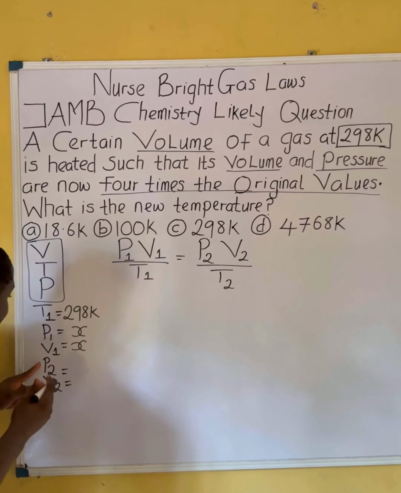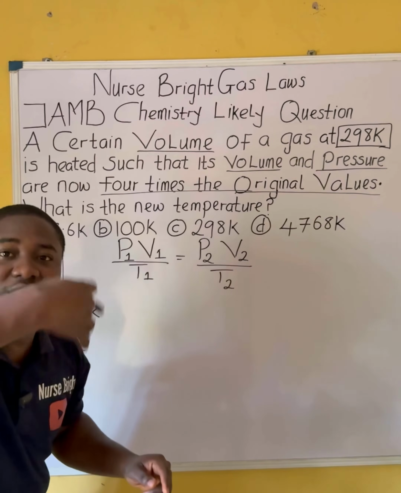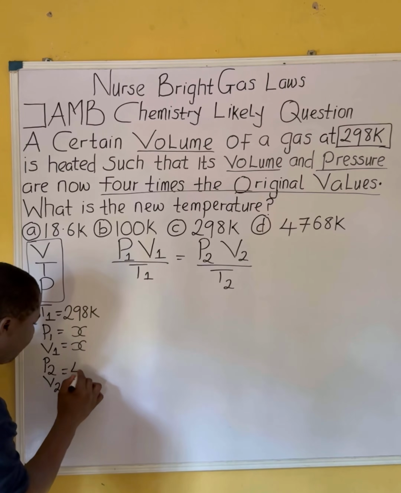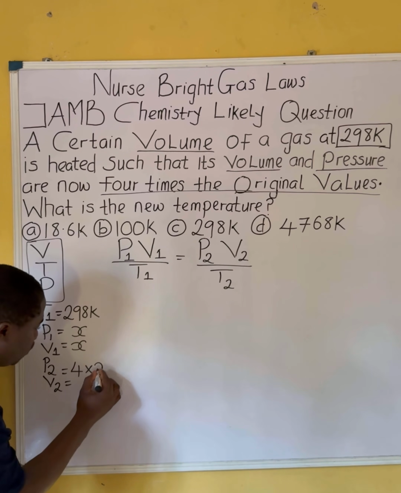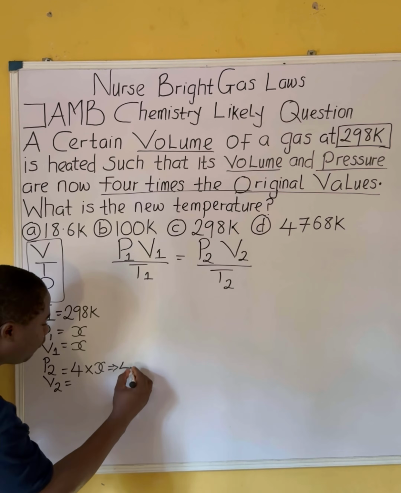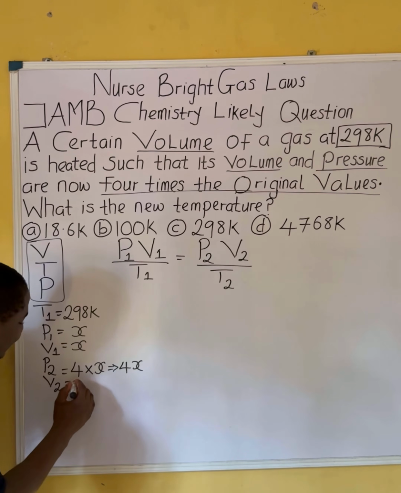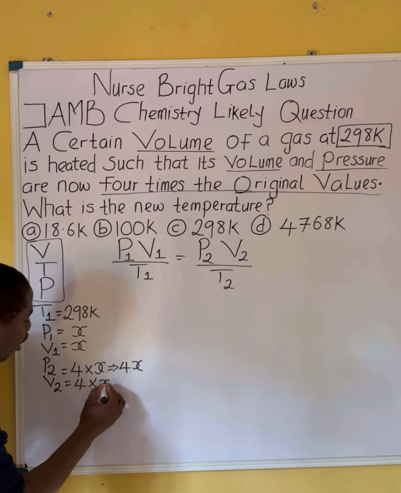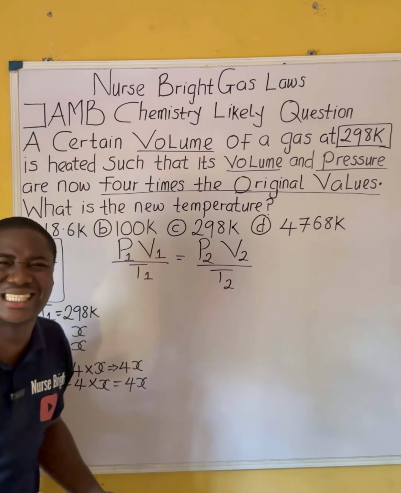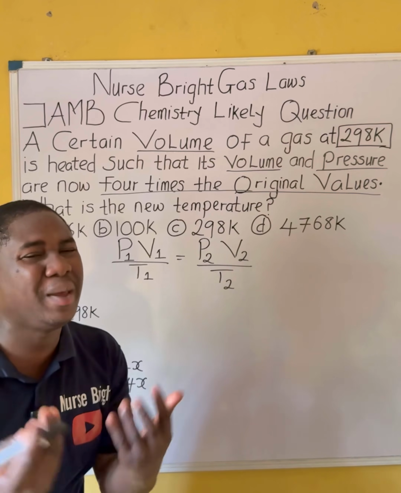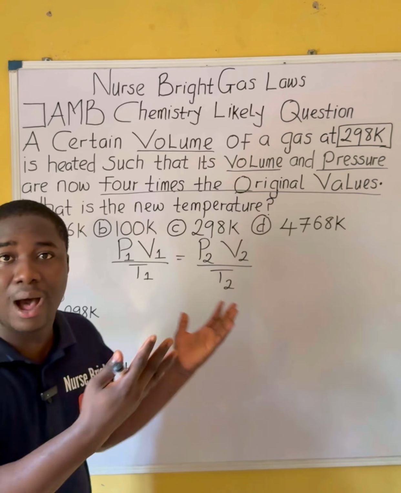So for the pressure 2, which is the final pressure, it becomes 4 times the original pressure, which is X. Do you understand? So everything here now becomes what? 4X. The same applies to the volume, it's still 4 times the original volume. So everything becomes 4X. Do you understand what is happening? This question is very simple. Pay attention, guys. I believe you know how this was solved.